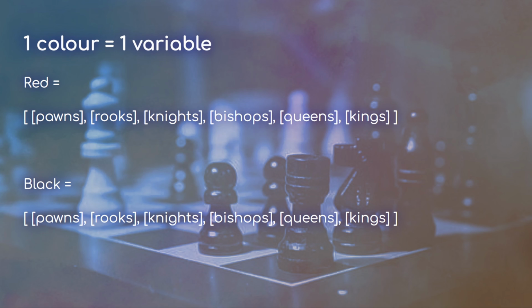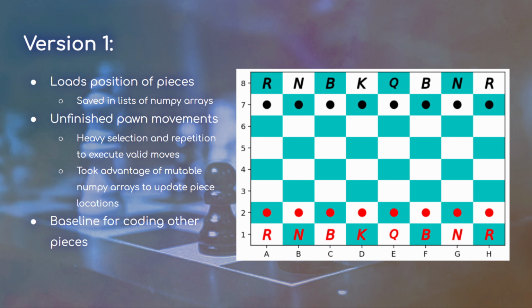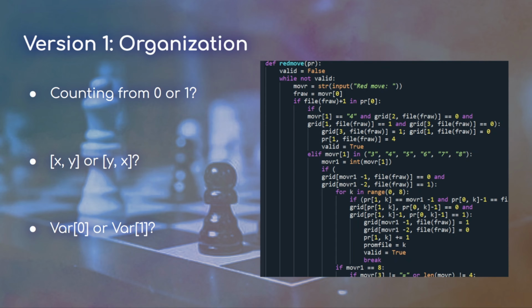All right, with that, we have our very first version. This version was very bare bones. It loads the position of pieces. It only moves pawns, and even then, pawn movements are not very polished or finished either. But it was just a baseline, so I could start coding other pieces based on my code for pawns. One major issue I was coming across was organization. I was getting lost a lot in my own code.